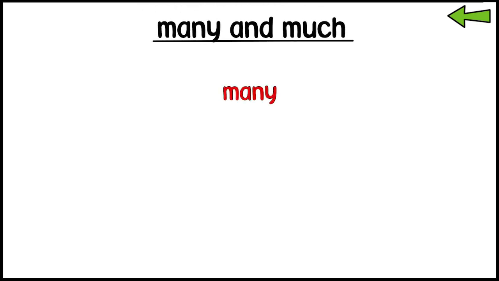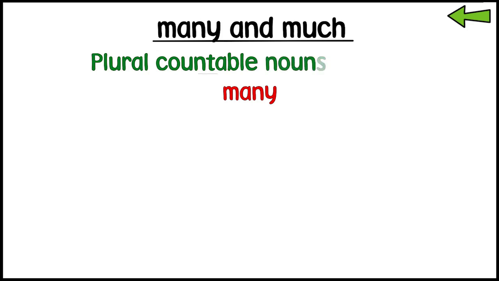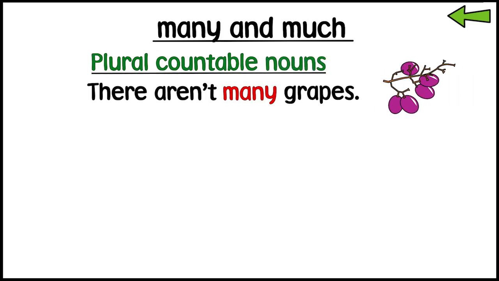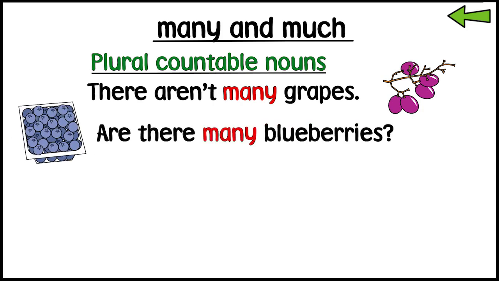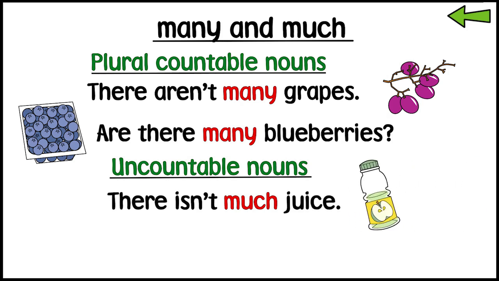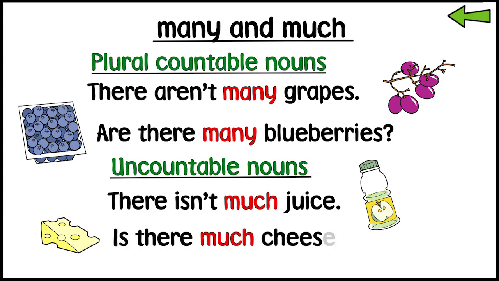We use many with plural countable nouns. There aren't many grapes. Are there many blueberries? We use much with uncountable nouns. There isn't much juice. Is there much cheese?